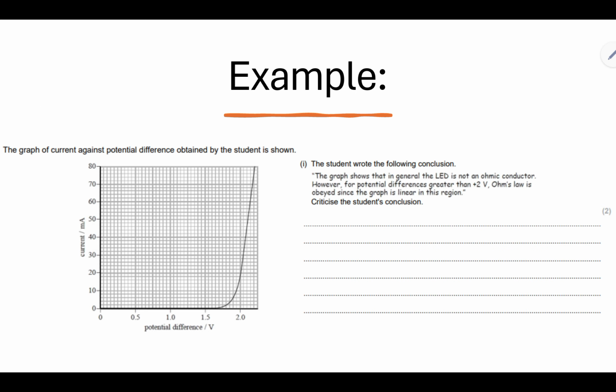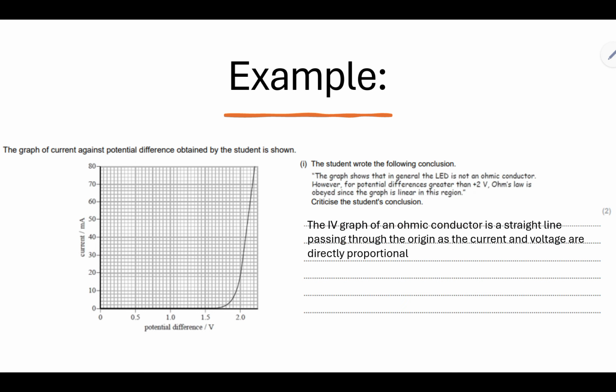So now we are going to be going on to two example exam-style questions. The first one is: the student wrote the following conclusion. The graph shows that in general the LED is a non-ohmic conductor. However, for potential differences greater than 2 V, Ohm's law is obeyed since the graph is linear in this region. Criticize the student's conclusion.